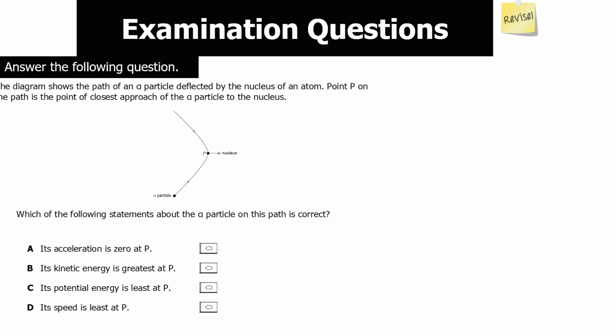The next question says, the diagram here shows the path of an alpha particle deflected by the nucleus of an atom. Point P on the path is the point of closest approach of the alpha particle to the nucleus. Which of the following statements about the alpha particle on this path is correct? So pause the video now, then unpause the video when you want to go through your answer.